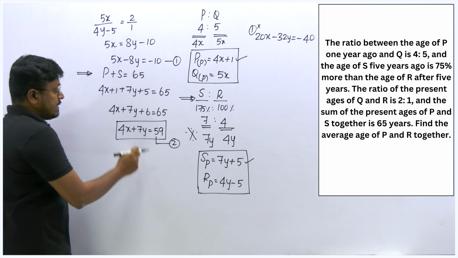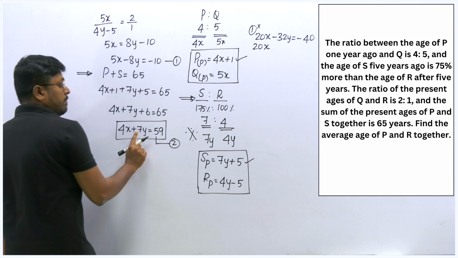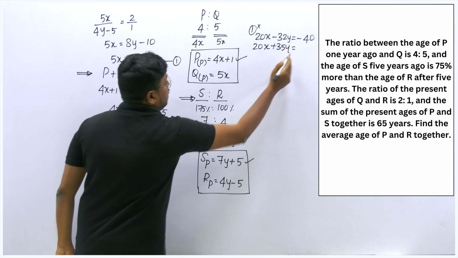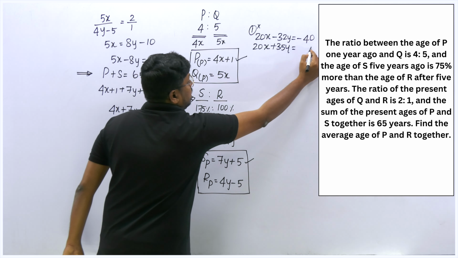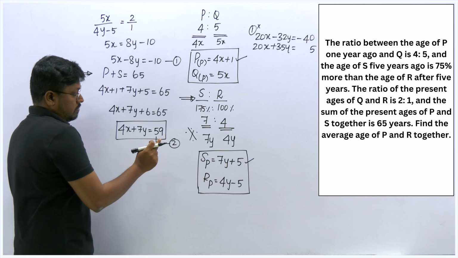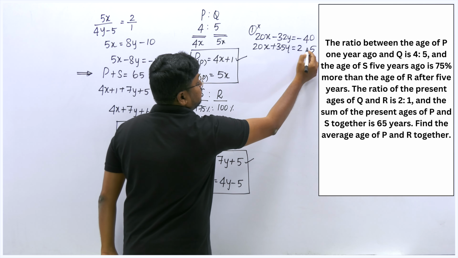So multiply the second equation by 5. So this will be 20x, multiply by 5. 7 5s are 35. So plus 35y is equals to multiply by 5. This will be 9 5s are 45, remaining will be 4. So 5 5s are 25, 25 plus 4 will be 29.